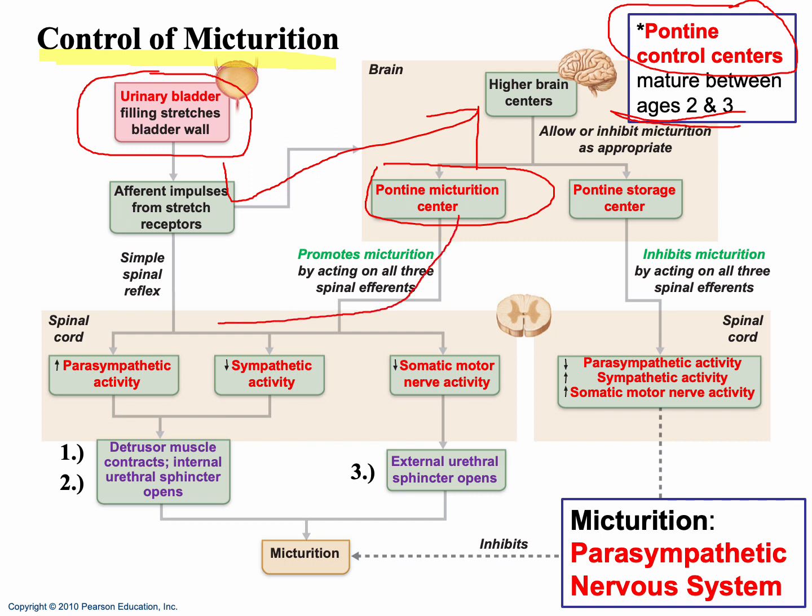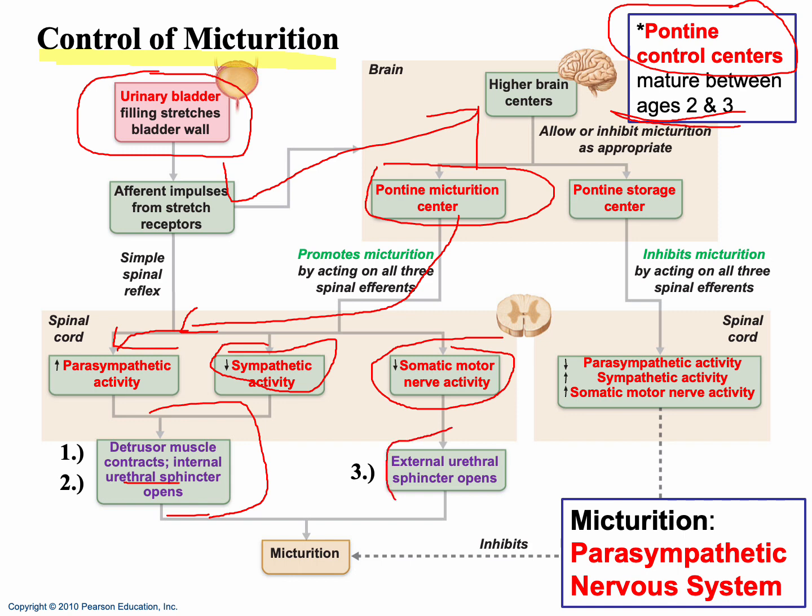eventually down to the spinal cord, and this will lead to an increase in parasympathetic activity and a suppression of sympathetic activity. In turn, this will lead to the detrusor muscles along the lining of the bladder to contract. The internal urethral sphincter opens, and those signals sent back to the brain ultimately decrease somatic motor nerve activity, and the external urethral sphincter opens. That's ultimately up to you, and then you pee.